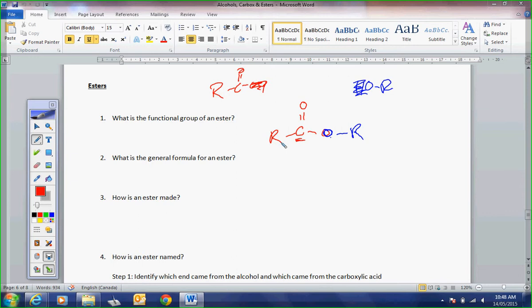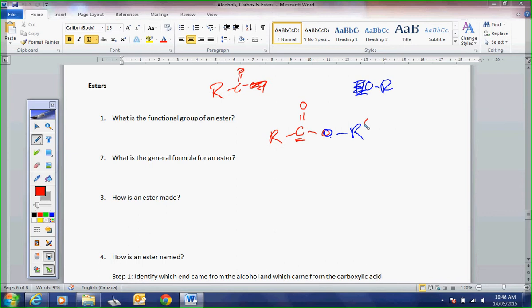But do those R's need to be the same? No. So we can't call them the same symbol, because then that means the same thing. So we use this thing called R prime. One's R and one's R prime, which just means they're both hydrocarbons or hydrocarbon derivatives, but they're not necessarily the same. Okay? You might have seen that in math, something and something prime. Everybody okay with that?